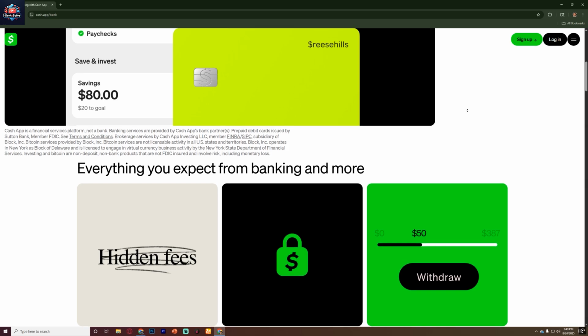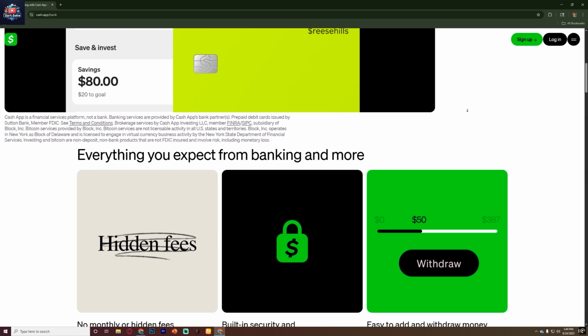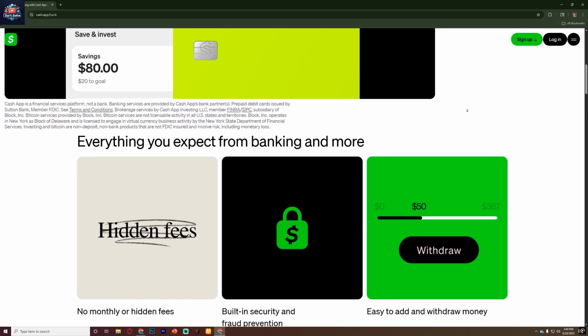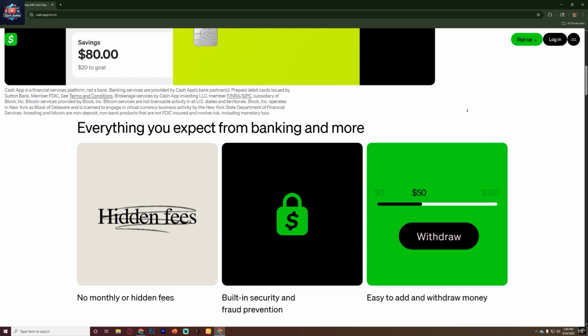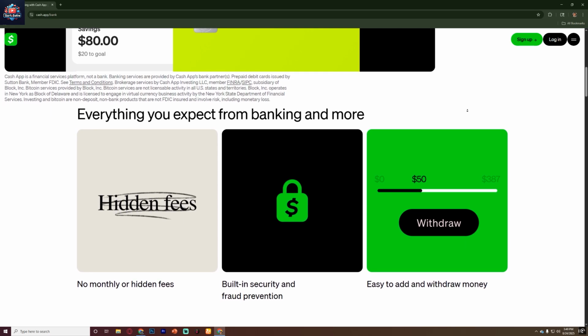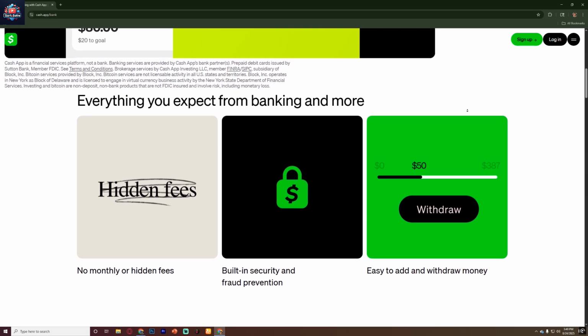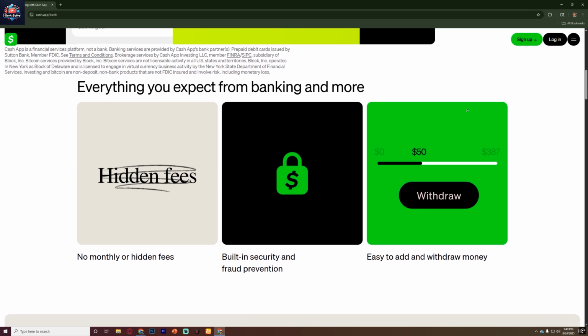To access your funds, Cash App provides a free cash card, which is a Visa debit card linked to your balance. You can use this card anywhere Visa is accepted, both online and in physical stores, or even withdraw cash from ATMs.